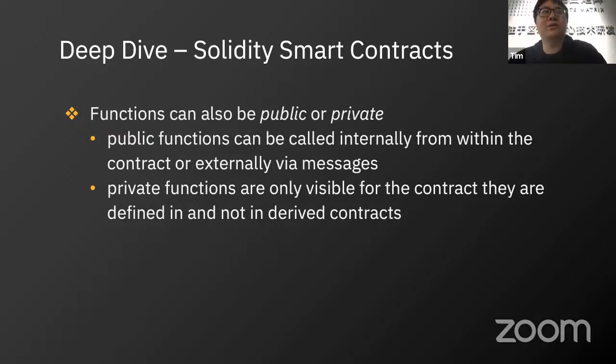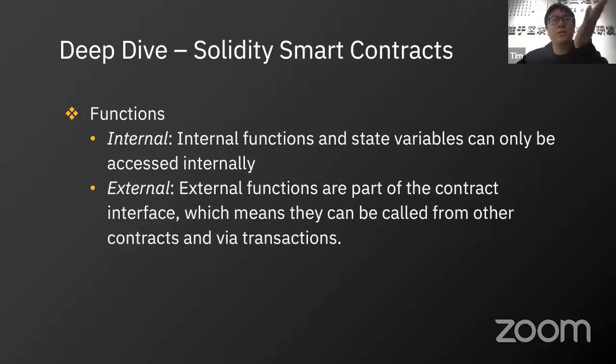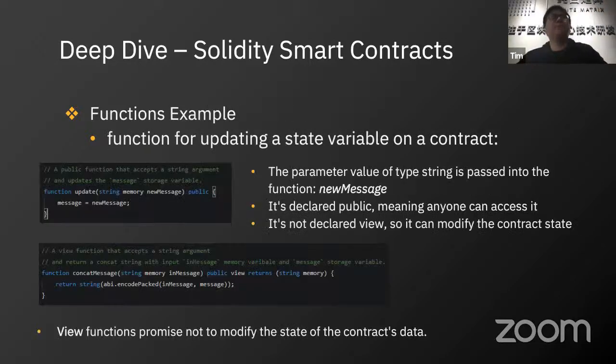Public functions can be called internally or externally, so it's basically a combination of internal and external. Private functions are only visible in the contract, so they are not derived in other contracts. And with the internal keyword, if you're extending a contract, then you can also use that. It's basically similar to the protected keyword in other programming languages.